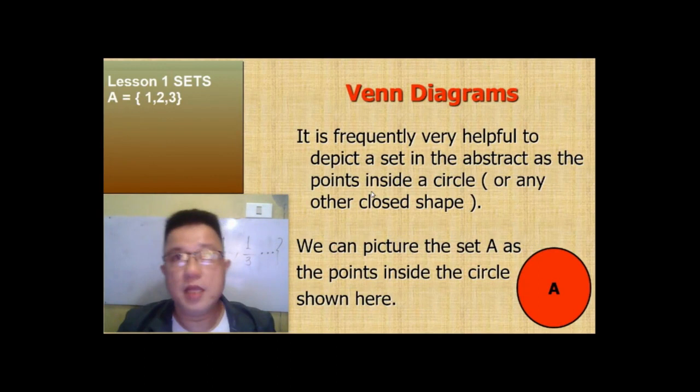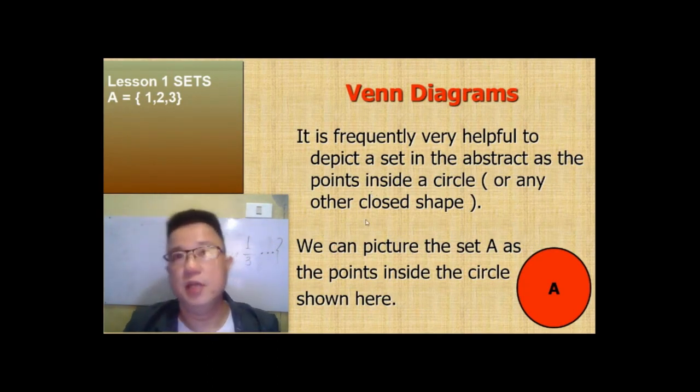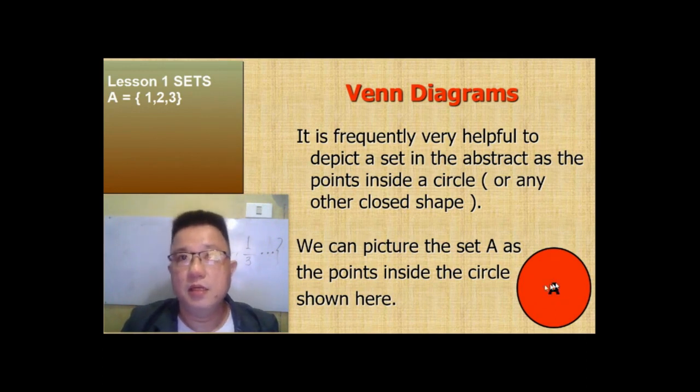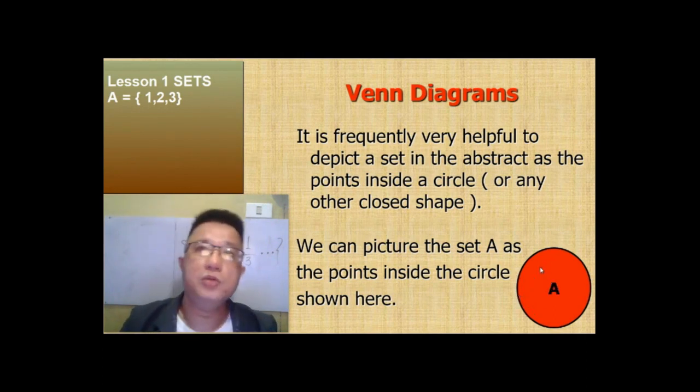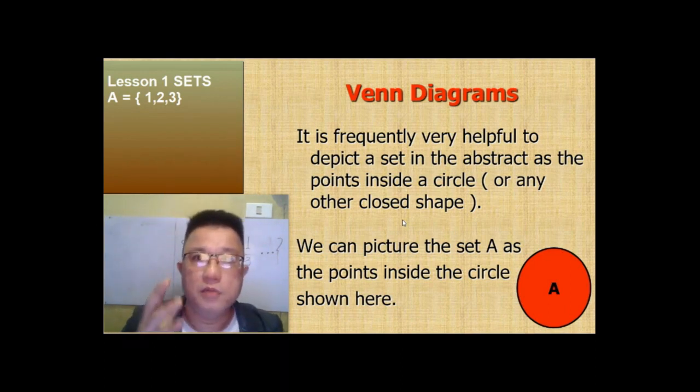Okay, so Venn diagrams. Venn diagrams are visual representations of sets. And usually we use circles to represent sets. And then there's the label of the capital letter inside. And then we usually list down the elements inside the circle. Later on we're going to talk about Venn diagrams more when we do set operations.